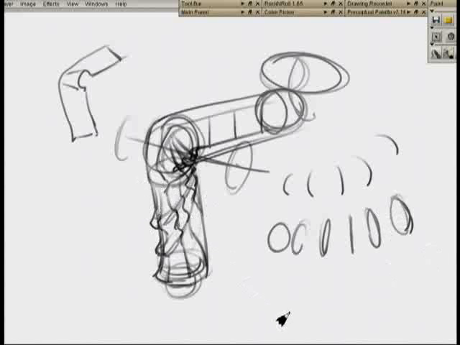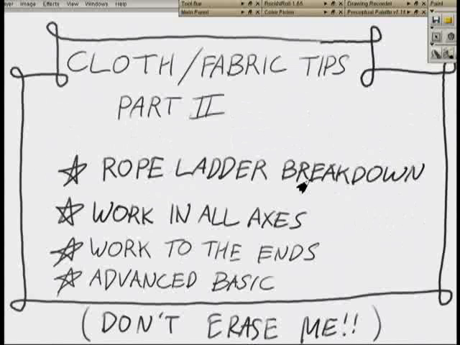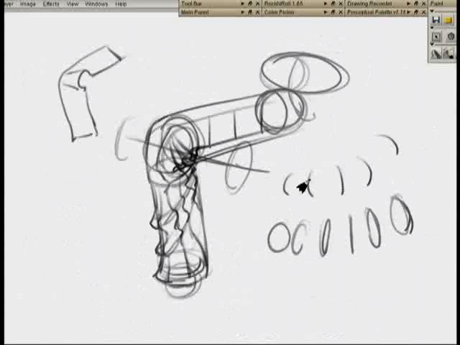You'll find yourself failing a lot. So that's one of the hard things about this. I wanted to say, to work in all axes.